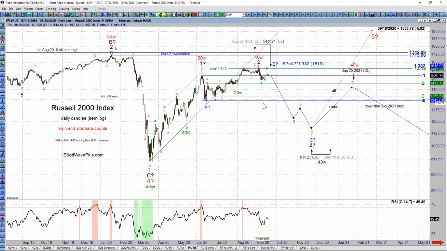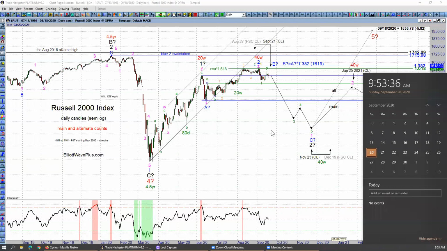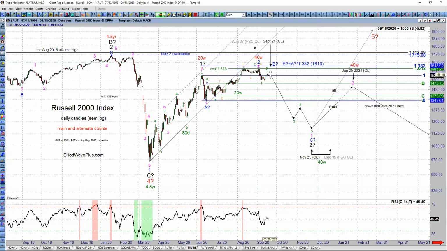Matter of fact, it looks bearish from an Elliott Wave standpoint. And then when you bring in the cycles, yeah, it's bearish. The Hurst cycles are saying it stays up through September 21. That's tomorrow. So I think we could start seeing some weakness come into the Russell.